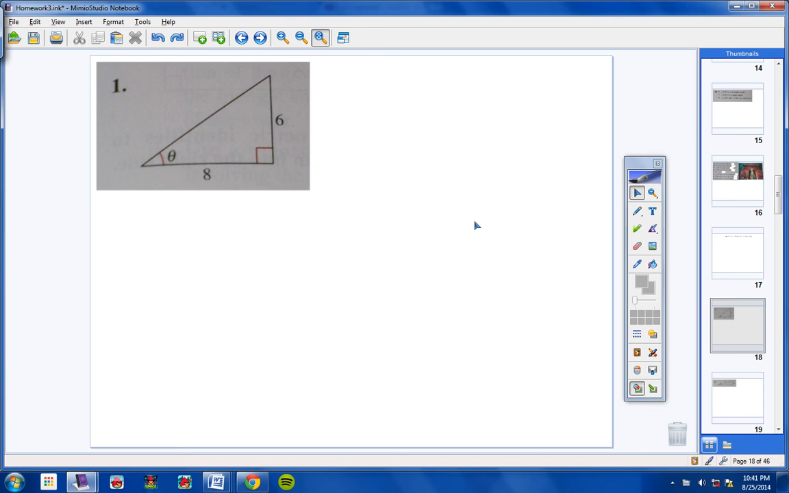Let's go ahead and get started with numbers 1 and 3. The directions say to find the missing side using Pythagorean's theorem, and then to find the 6 trig functions. So let's go ahead and get started using Pythagorean's theorem. You will see that this will be a 10 right here.